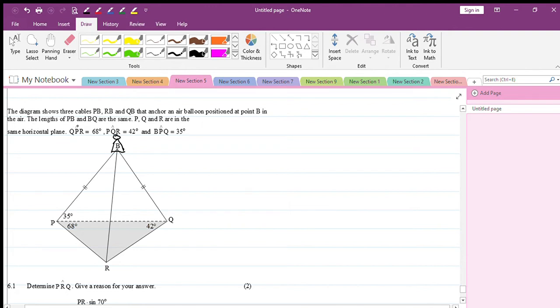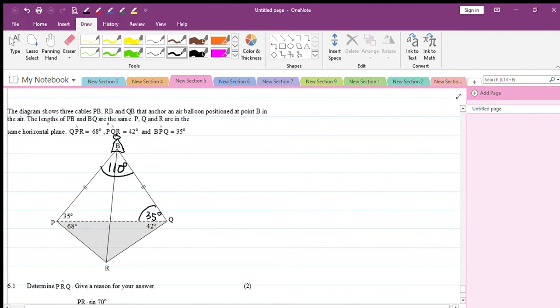Lengths of PB and PQ are the same, so it's indicated in the diagram that PB and PQ are the same. So that tells us that BPQ is an isosceles triangle, and I can straight away from there make this angle equal to 35 degrees, and at the same time make angle B there equal to 110 degrees, straight from that information.